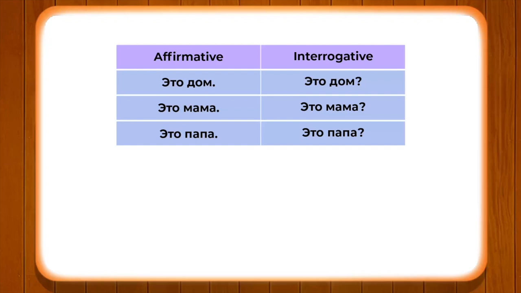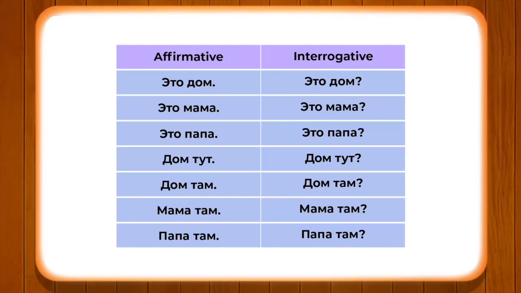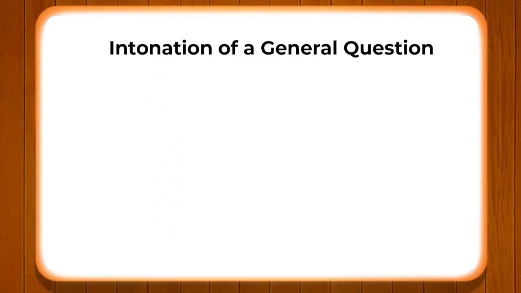Now look at the interrogative. "Eta dom?" "Eta papa?" "Dom tam?" "Papa tam?" So these different sentences are being categorized as affirmative and interrogative. I hope with the help of such examples, you will be able to make your own list of simple sentences and then differentiate them as affirmative or interrogative. Alright, let us go ahead and look at the different concepts now.